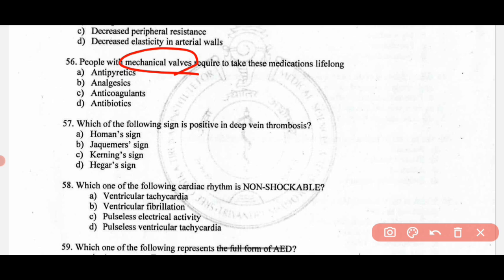For this patient, what medication has to be taken lifelong? Four options they have mentioned: antipyretic, analgesic, anticoagulant and antibiotics. And here the right answer is option C, that is anticoagulant. Lifelong the person has to take the anticoagulant to prevent thrombus and emboli formation, because people who underwent mechanical valve replacement are prone to thrombus and emboli formation. So anticoagulant has to be taken lifelong.